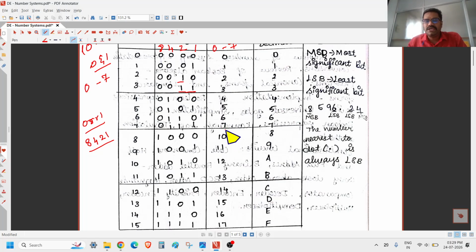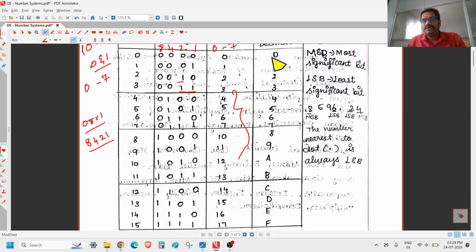Actually, in the octal number system there is no 8 and 9, because octal has numbers only from 0 to 7. That is the reason. So after 7, the numbers from 10 to 17 will be there. Likewise, the octal numbers continue.